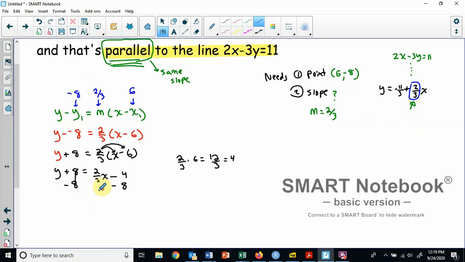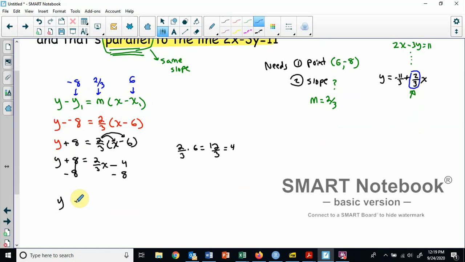Let me scroll down a little bit. So y equals 2/3 x minus 4 minus 8. It's going to be minus 12. And we are finished. We have written our equation. So those last two are really involved, parallel and perpendicular ones. But look at this. It's pretty simple.